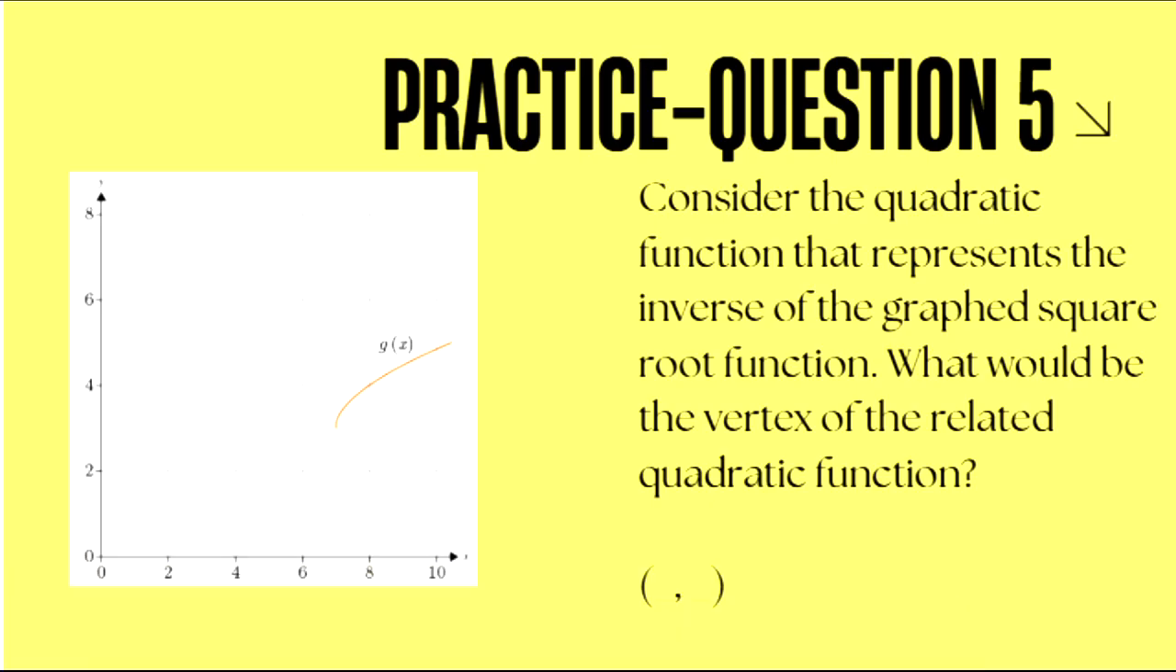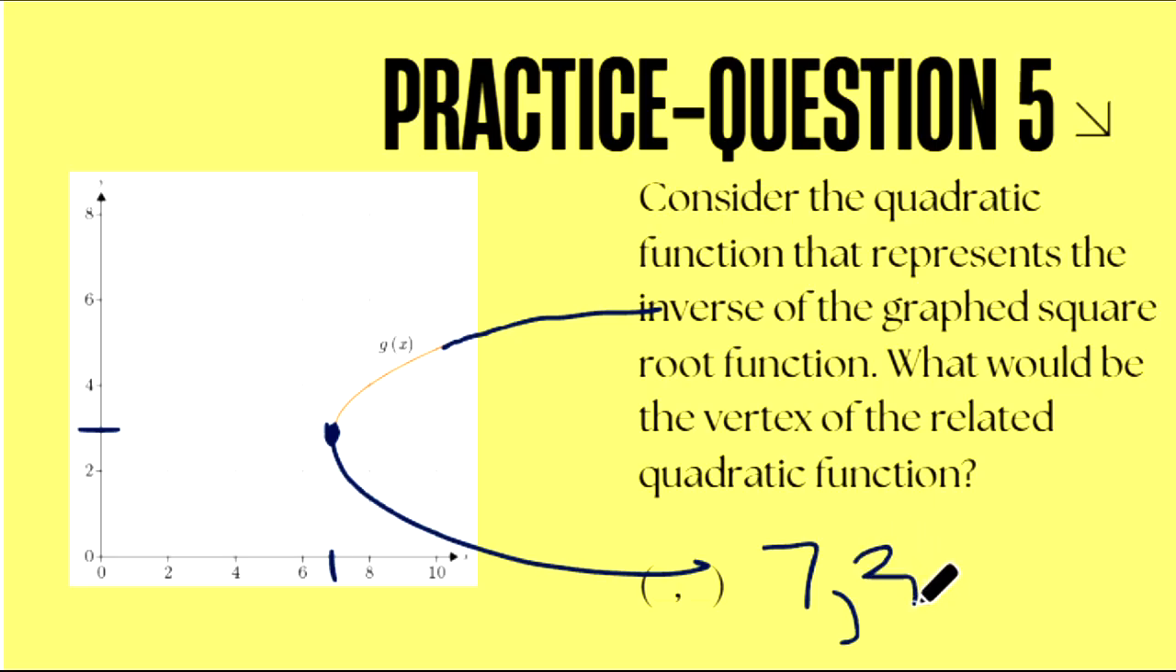So consider the quadratic function that represents the inverse of the graphed square root function. What would be the vertex of the related quadratic function? So the vertex, this is going to go on forever. Normally I would think that the vertex is the highest point, but it can't be because we don't know where it goes. If this was a parabola shaped like this, then this would be the vertex. So I'm assuming that the vertex is at 7 and 3, because I don't know why they would make it more complicated than that. So we're going to say 7, 3.